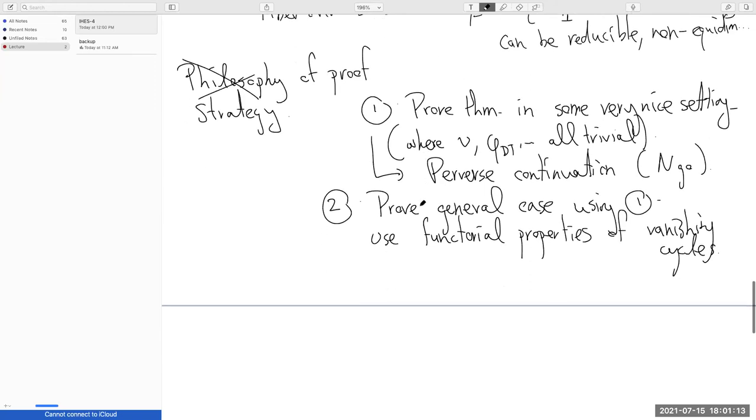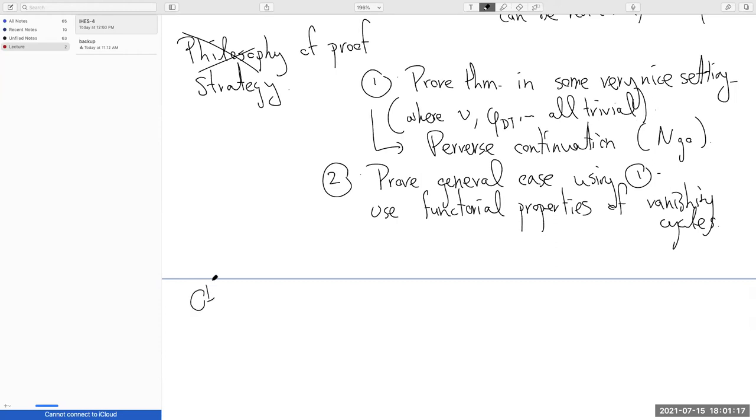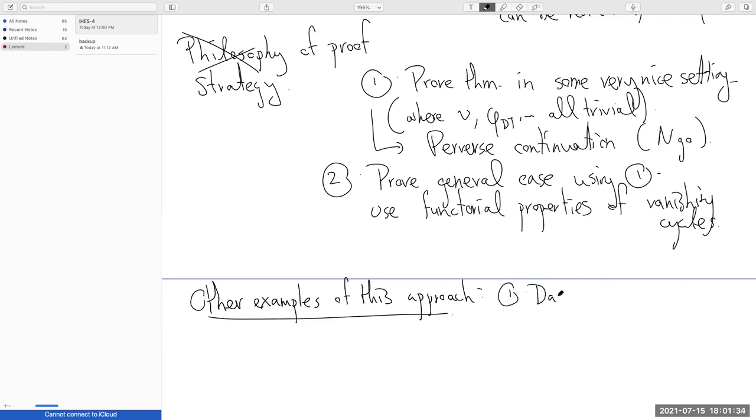But let me just mention that this idea shows up in other contexts. Other examples of this approach: this is where I learned it from, the work of Davison and Meinhardt, where they were working on quivers with potential, very much in the setting of Reineke's lectures. They were able to prove theorems about the Donaldson-Thomas theory of quivers with potential by reducing to the case of quivers without potential. There was already some work of Meinhardt and Reineke. And then to go from step one to step two, they hit the theorems of Meinhardt and Reineke with these functors to produce the theorems in their setting.